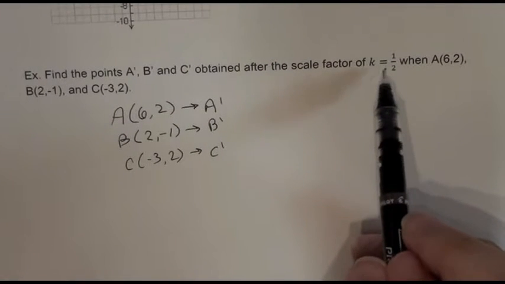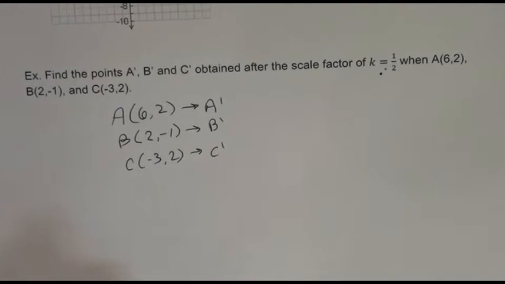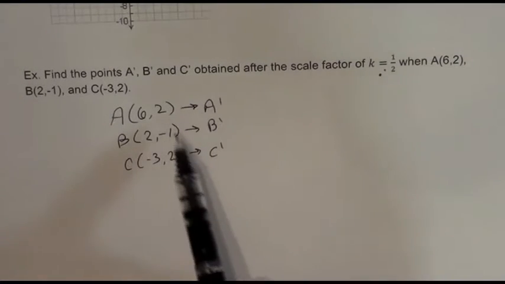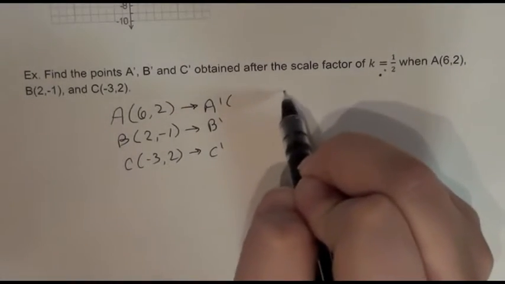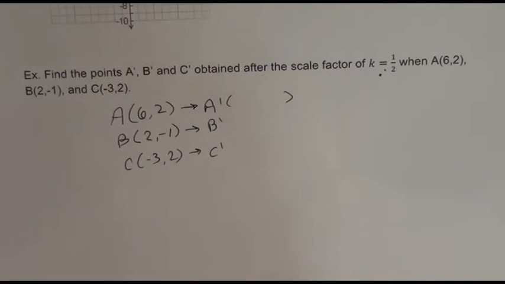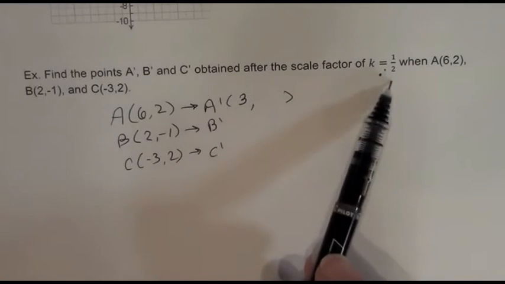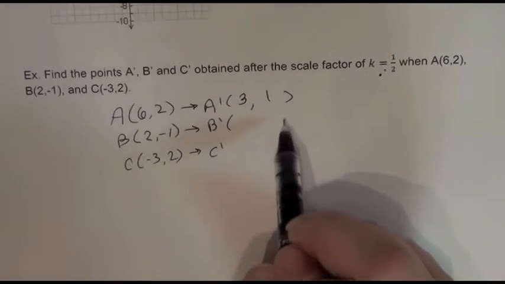Now the scale factor is 1/2. The difference between a scale factor of 2 and a scale factor of 1/2 is whether the image and pre-image, whether it's a reduction or an enlargement. Here, because K equals 1/2, we're going to get a reduction, because we're going to be multiplying by 1/2. So 6 times 1/2. That's the same thing as 6 divided by 2, which is 3. 2 times 1/2. That's the same thing as 2 divided by 2, which is 1.